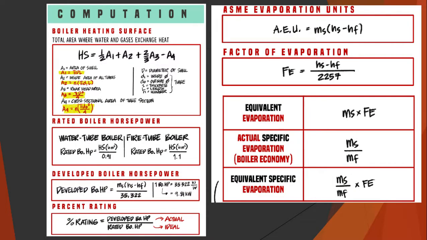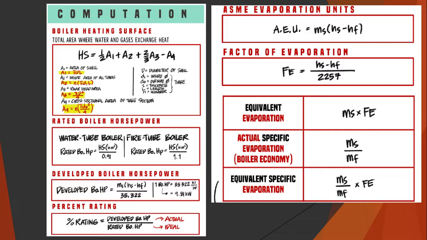So, computations, formulas. Boiler heating surface. So, para daw makuha yung heating surface, ang kailangan daw ay 1/2 daw ng area of shell plus the inside area of all our tubes plus the 2/3 of the rear head area minus cross-sectional area ng ating tube sections.